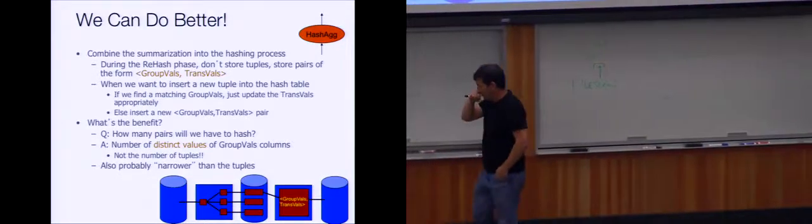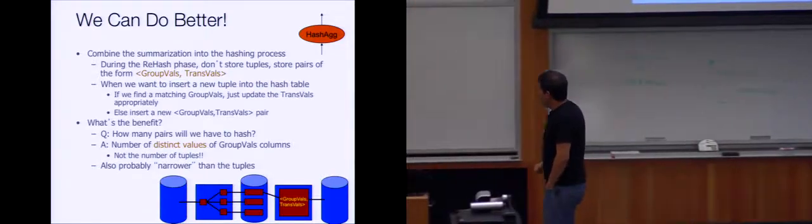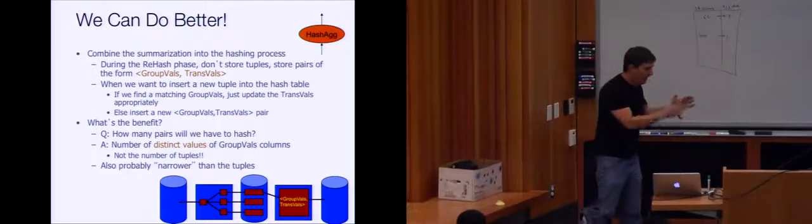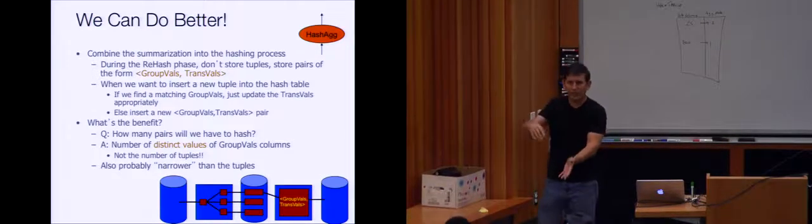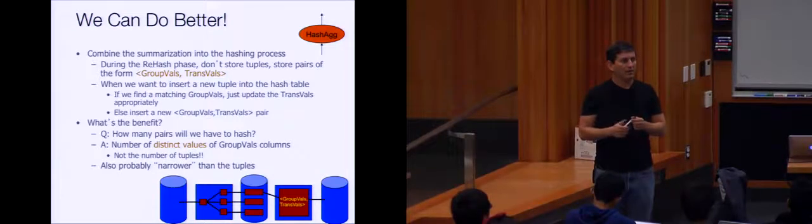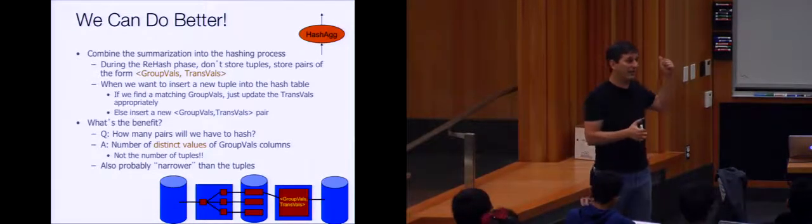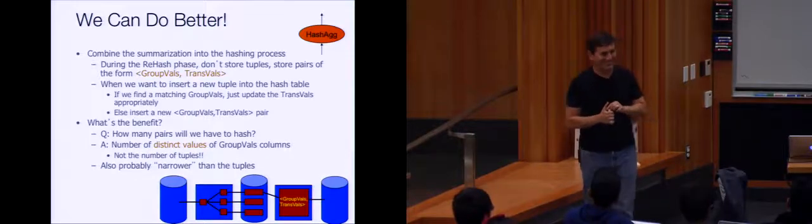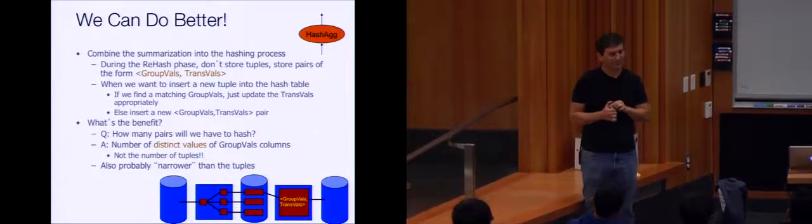So my question to you is, why is this better? Can anybody see why this is better than just doing hash followed by, for each hash group, passing the tuples to aggregate? And I'll tell you, this could be like infinitely better. Well, maybe not infinitely. It could be way better.